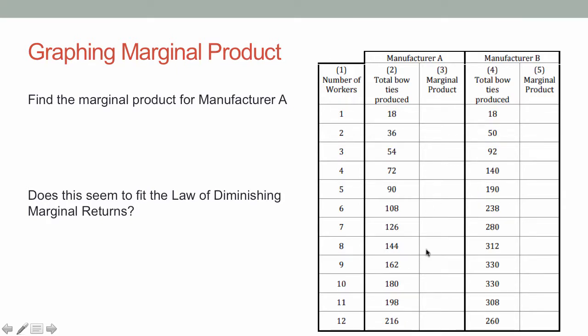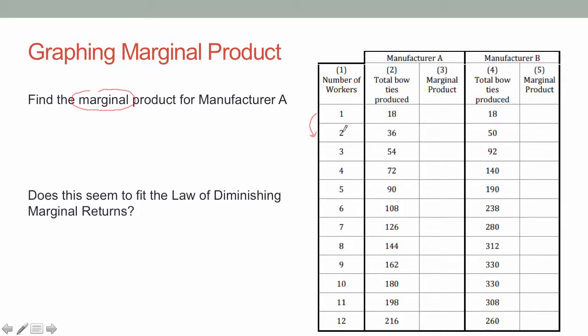But we're going to investigate and play around with some of these numbers and do some math with this. So first of all, let's find the marginal product increase for manufacturer A. What does that mean? Remember, we've done a few lessons now working with this idea of marginal, right? Marginal would be the increase for 1 more. So in other words, if I go from 1 to 2 workers, what's the increase in marginal product there?